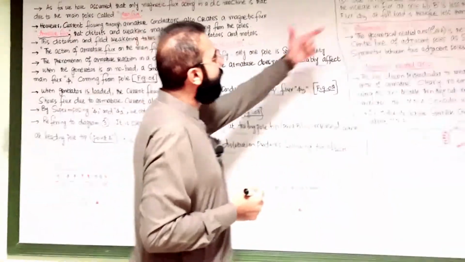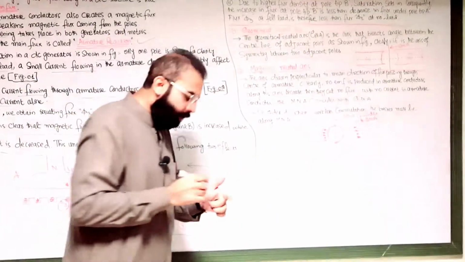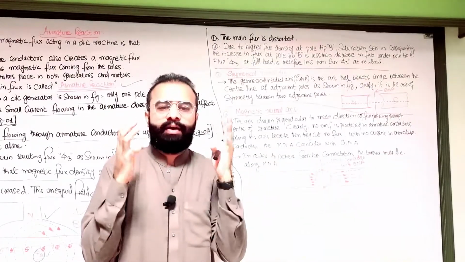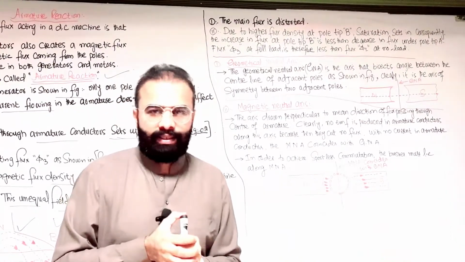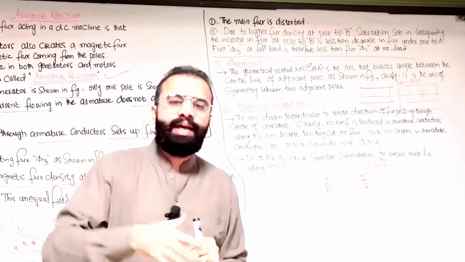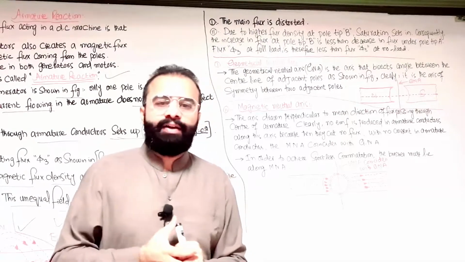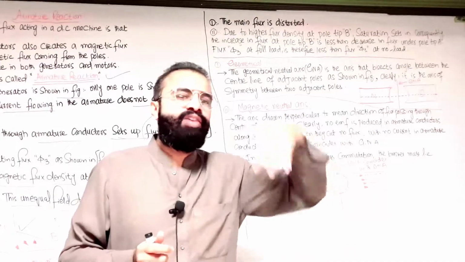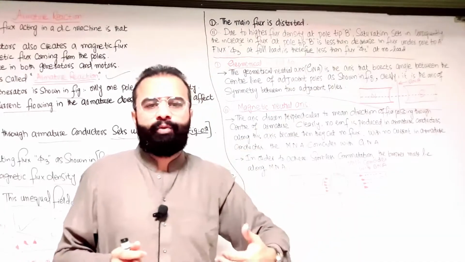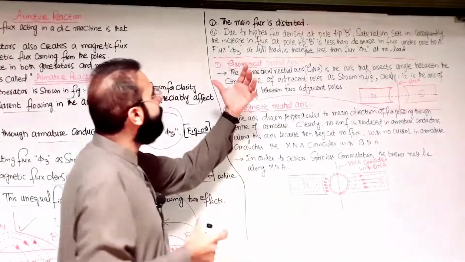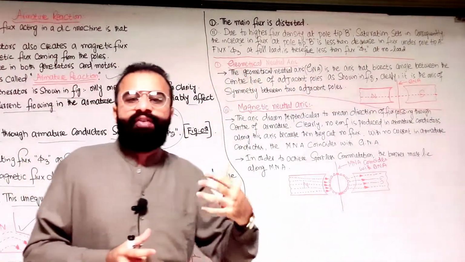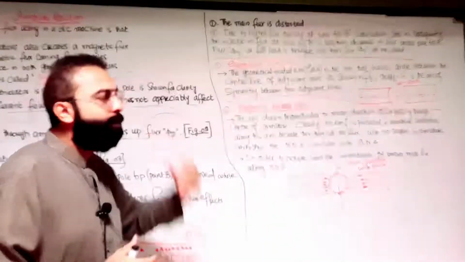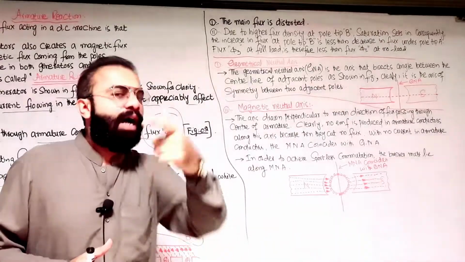Number one is that the main flux is distorted, because when the armature of a DC machine carries current, flux is induced by the armature conductors. That is the armature flux, and it distorts or weakens the main flux coming from the main poles. This effect is called the distortion or weakening effect, normally called the armature reaction in the DC machine. So the first point is that the main flux is distorted due to the armature reaction.